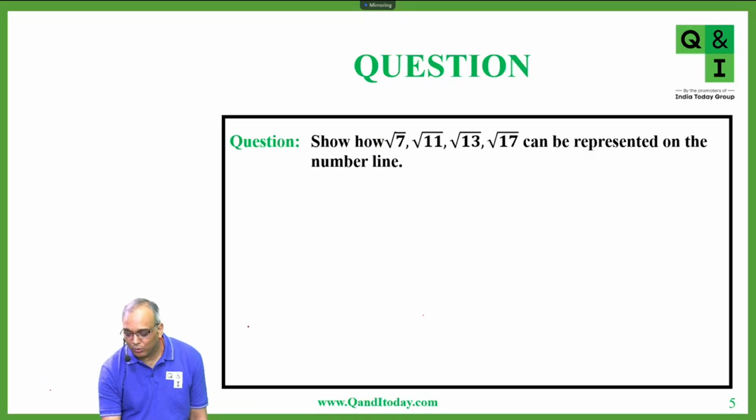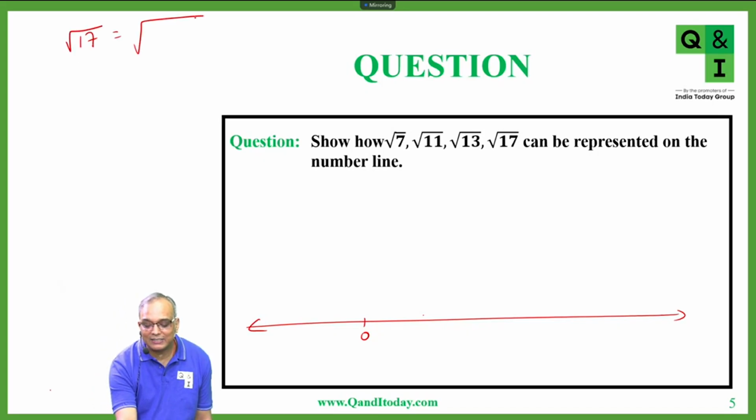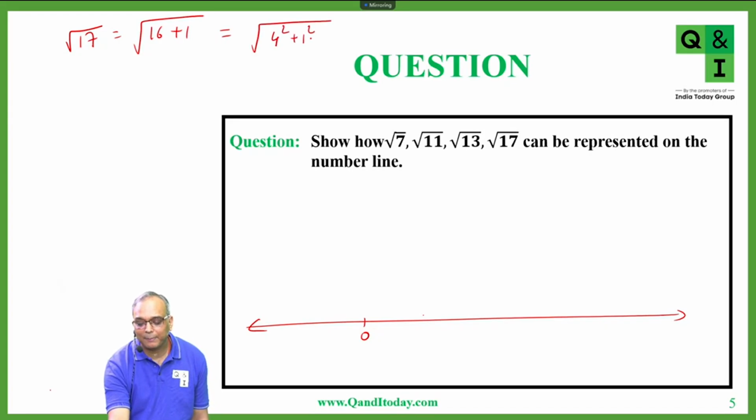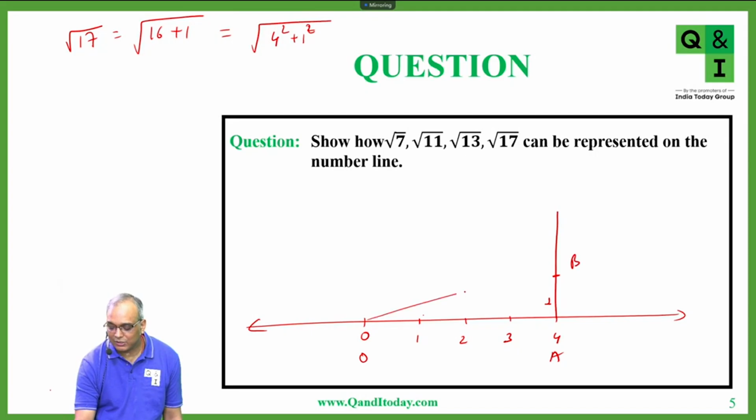So we are plotting root 17 here, students. This is your number line. This is the origin. And as I said, root 17 is equal to, I'll break it into 16 plus 1, which is 4 square plus 1 square. Now what we are going to do is take 4 units on the horizontal line: 1, 2, 3, and 4. Then at 4, we'll draw a perpendicular and take 1 unit there, right? So this is O, this point is A, this point is B. I'll join OB.